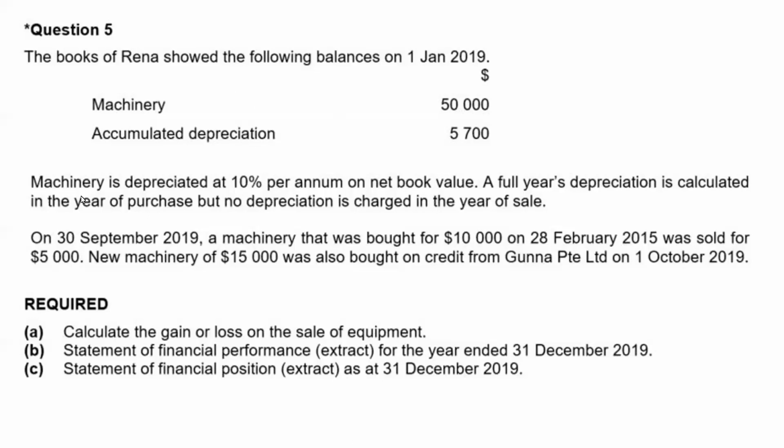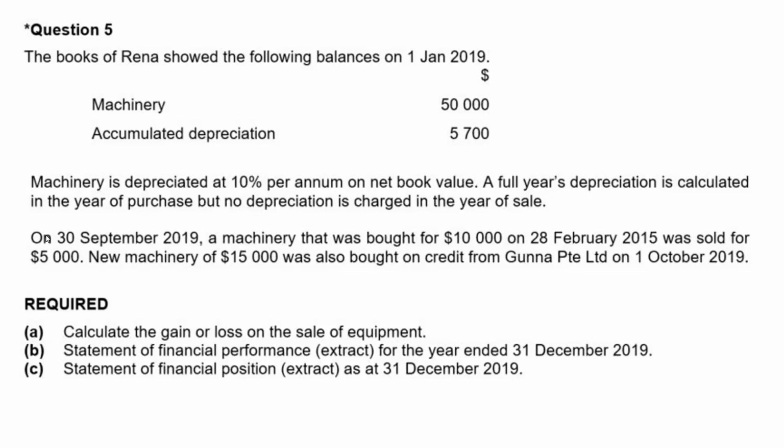The question mentioned that the machine will be depreciated at 10% per annum on net book value. The words net book value here mean that we are going to use the reducing balance method. Furthermore, the business policy is that a full year's depreciation is calculated in the year of purchase, but no depreciation is charged in the year of sales. We will look at this when we are doing the calculation of depreciation later on.